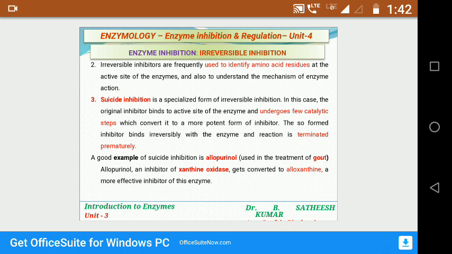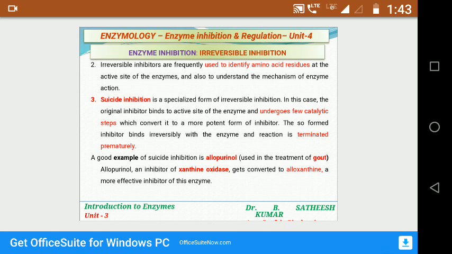So whatever molecule we are using as inhibitor, it is not directly acting as inhibitor, but it is converted into another form which is a very potent inhibitor. Therefore, the enzyme first undergoes a few steps normally. Then the enzyme activity will be inhibited by the generated potent inhibitor molecule. So this is called suicide inhibition. Here the enzyme reaction is terminated prematurely.